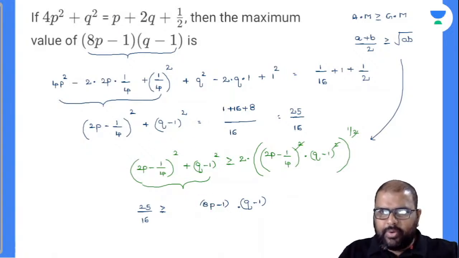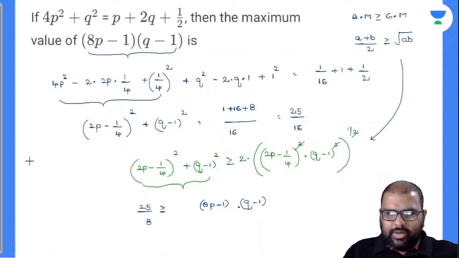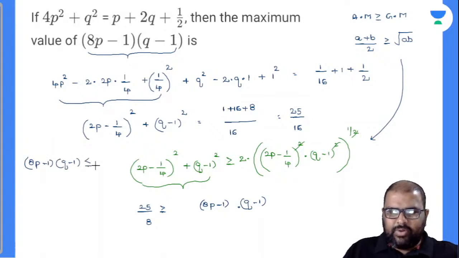Are you getting my point there? 8p minus 1, 8. And finally, I can write down like this: 8p minus 1 into q minus 1 is less than or equal to 25 by 8.